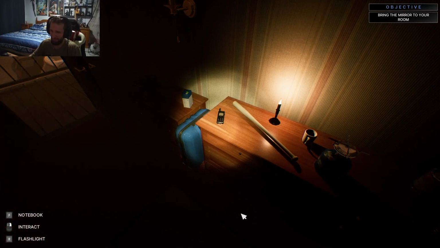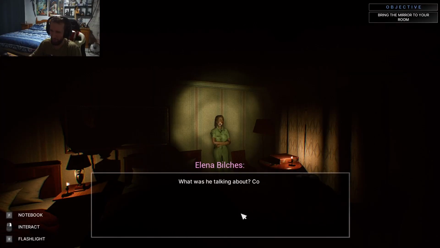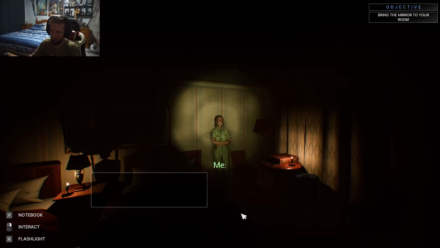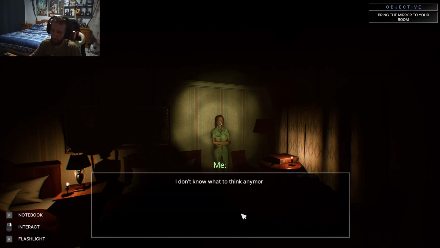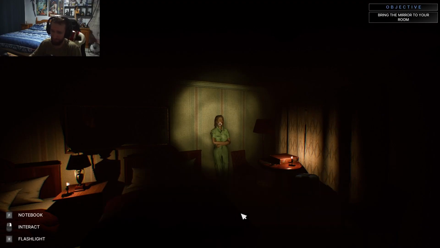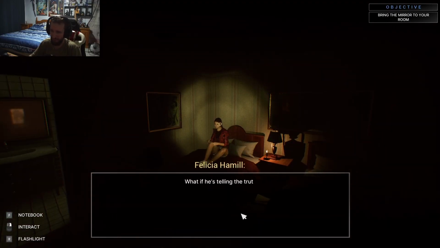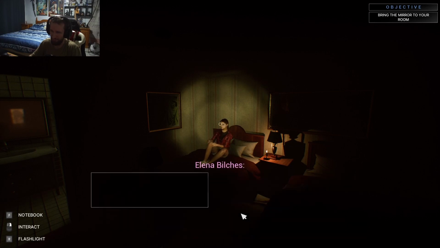Oh, shit. So he knows Marco. Disappearance, the signal cuts off. Oh, lovely. What was he talking about? Could this be a joke? I don't know what to think anymore. A few days ago, I didn't believe in the supernatural. What if he's telling the truth? What if it's happening? This is worse than a nightmare.